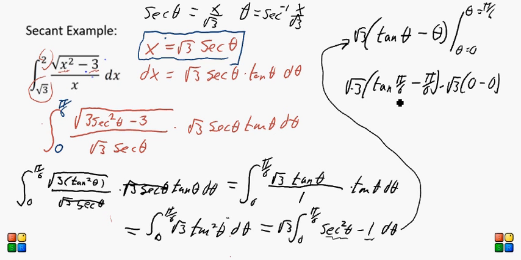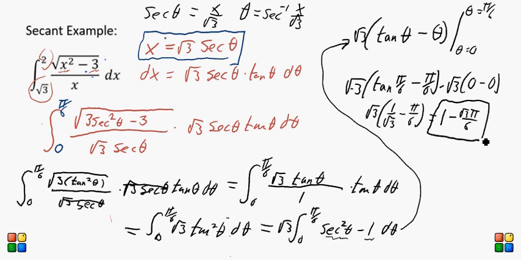Tangent of pi over 6 is sine over cosine. The sine of pi over 6 is 1/2, and the cosine is root 3 over 2, so the tangent is 1 over square root of 3. So this comes out to be 1 over square root of 3 minus pi over 6 minus 0. So this is our answer. I might as well multiply that square root of 3 through because that gives me 1 minus the square root of 3 times pi over 6. And that looks like a good way to leave the final answer for this one.